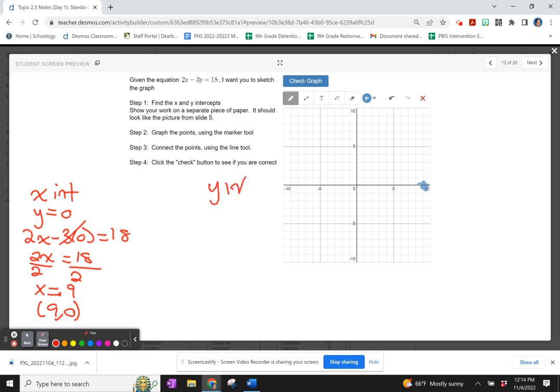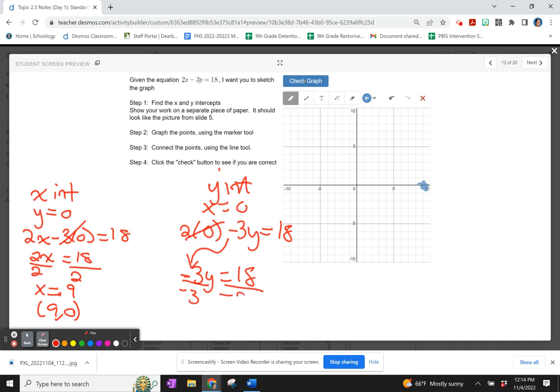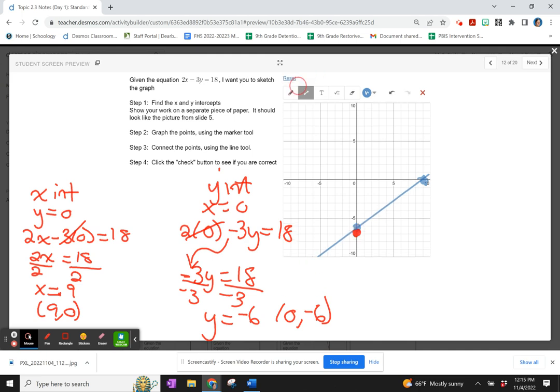The y-intercept, x equals 0. Now I mentioned this in a previous slide. You have to remember that negative sign. So then y equals negative 6. So then that would be the point. I actually have to use this point. I'm going to use my line tool, connect it, and I'm going to check the graph. So that's how I know that I did it correct.